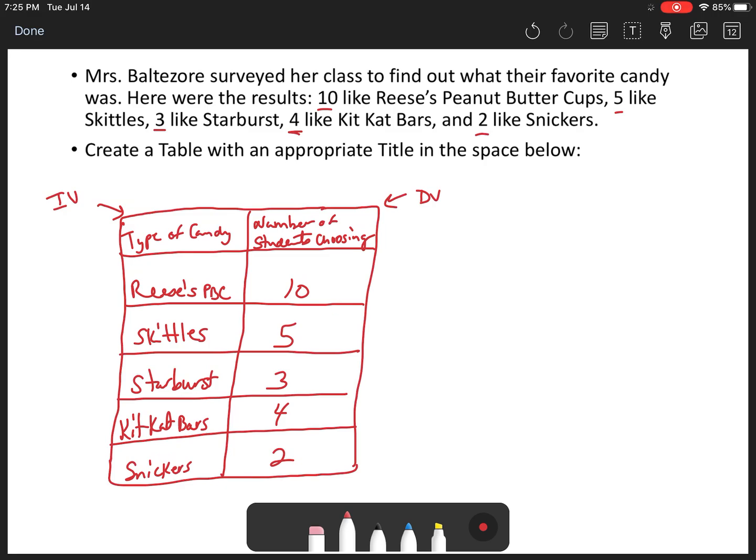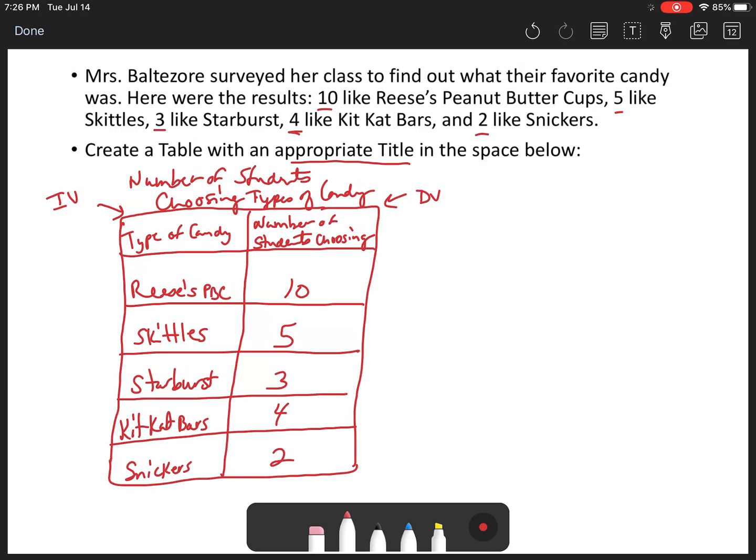So, appropriate title. We have to have a title on there. Remember, that can be your dependent variable versus your independent variable. So we can just say number of students choosing types of candy. Okay, that's it. We've got everything we need there.